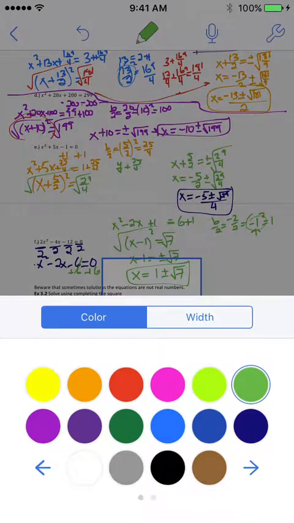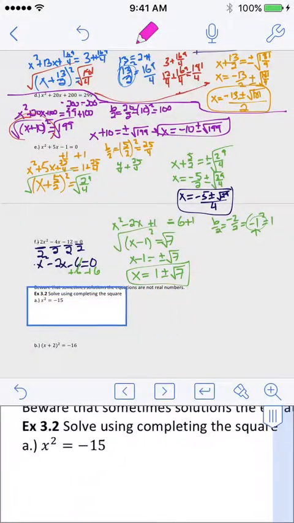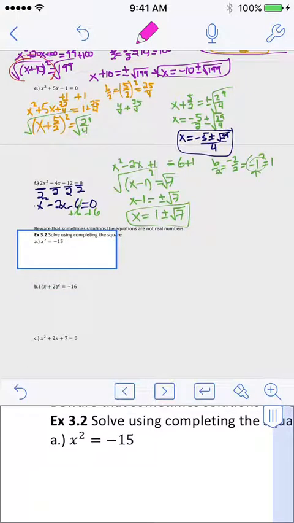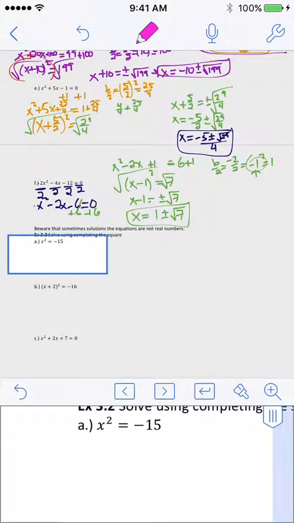Okie doke. Moving right along. We are going to try and solve these using complete the square. Let's see what happens. Actually, we don't even need to use complete the square on this first one. Let's just use the square root property, right? Because we don't have an x in the way. It's not a quadratic. So we don't need to use complete the square here. We can just take the square root of both sides.